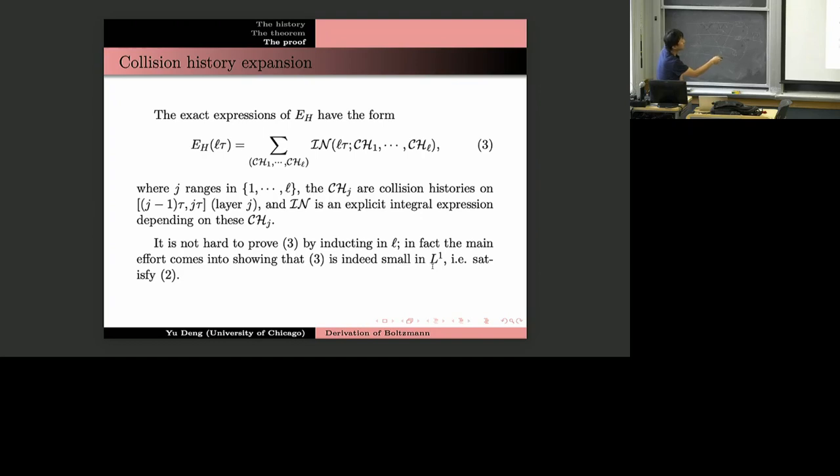The contribution to density is the sum of all these contributions, all these collision possibilities, in terms of these diagrams. And then it's not hard. Let me say it's actually not easy, but conceptually it's not hard to prove this by induction. And then the key strategy, the key difficulty in the proof, comes in how we estimate. Remember, we want to estimate the L1 norm of EH. How do you estimate the L1 norm of these things? These things themselves are extremely complicated integrals associated with extremely complicated diagrams.